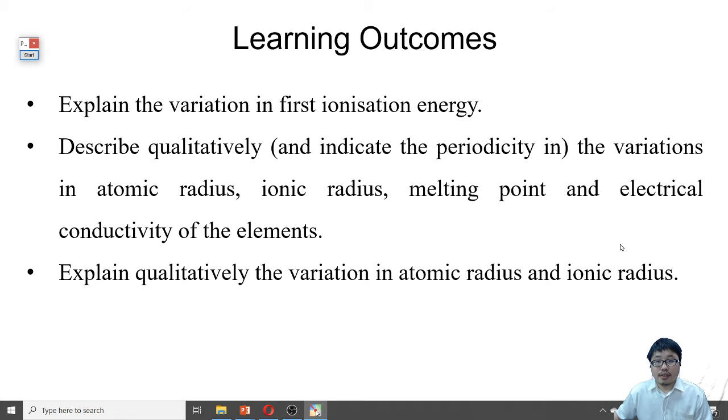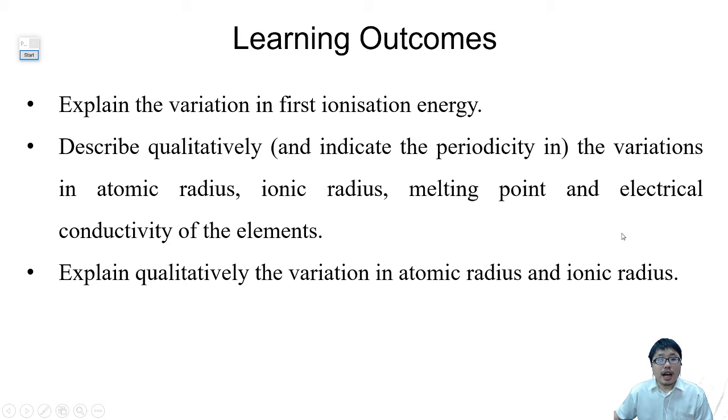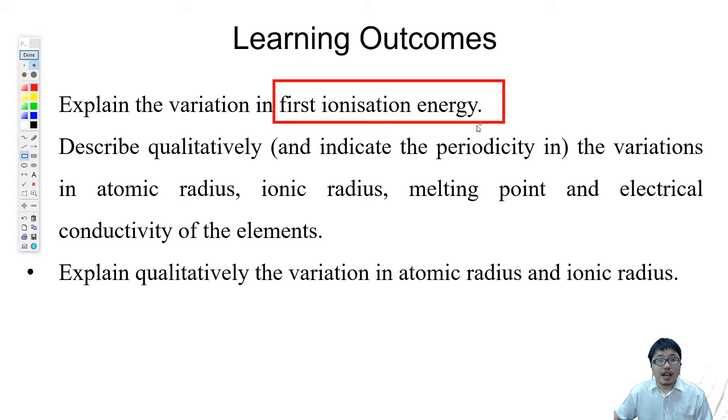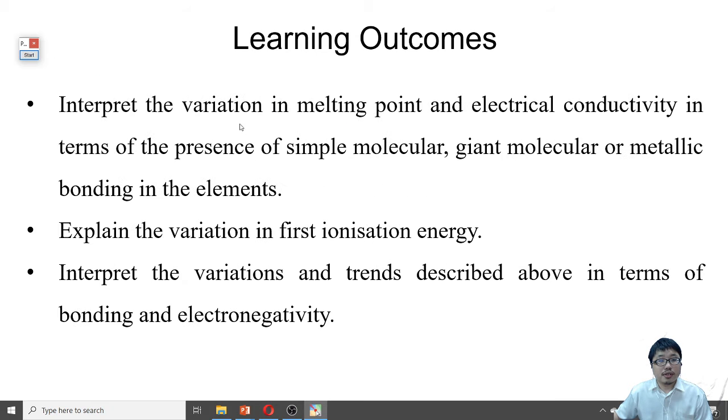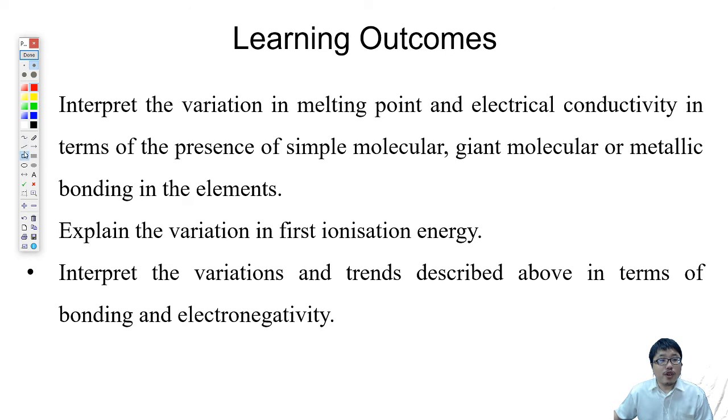Next, we are going to explain the variation in first ionization energy. So that's also one thing we're going to do. And again, more explanation, and hopefully our explanation of all those also includes bonding and electronegativity.